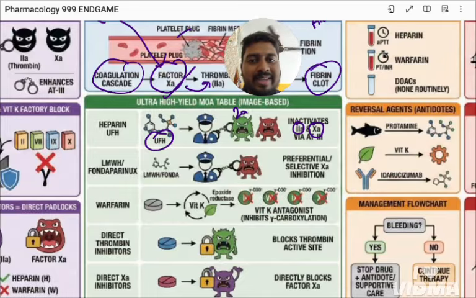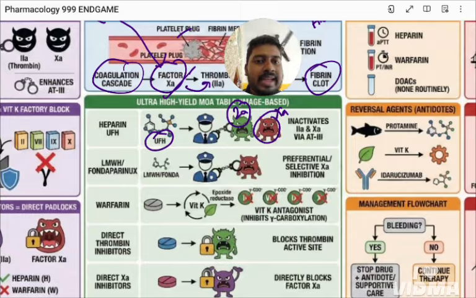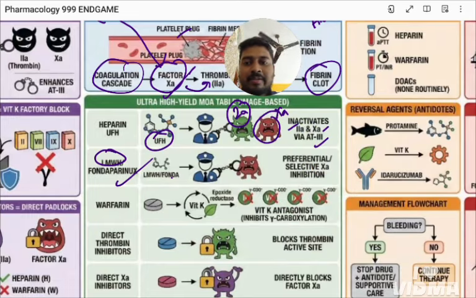So this is 2A, which is there in green, and this is 10A. It inactivates both: 2A, 10A and antithrombin 3, these three. Whereas low molecular weight heparin selectively inhibits 10A. Preferential inhibition of 10A as compared to 2A, 10A and antithrombin 3. Similarly, fondaparinux is also 10A inhibition.